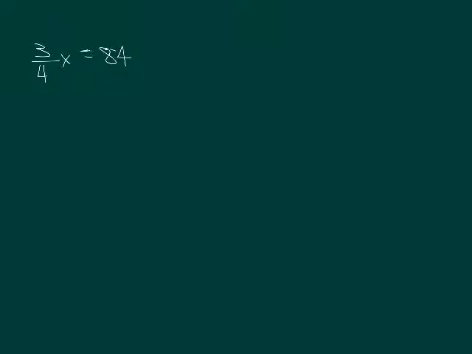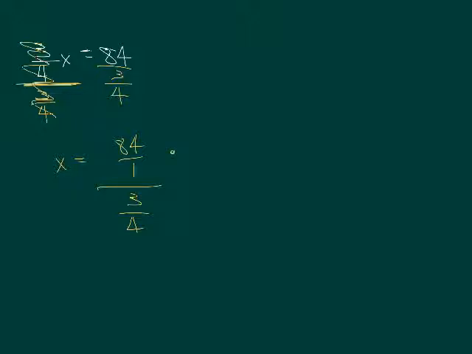Well, there's our formula. In order to find x, we have to get rid of that 3/4, so we divide both sides by 3/4. Those go away, and we have x equals 84 over 1 over 3/4, which is the same as inverting and multiplying. So there's my inverting and multiplying. Get rid of that. So now I've got 84 times 4 over 3.